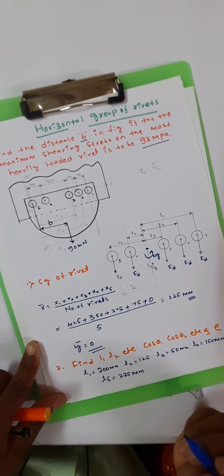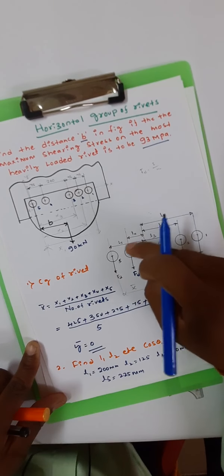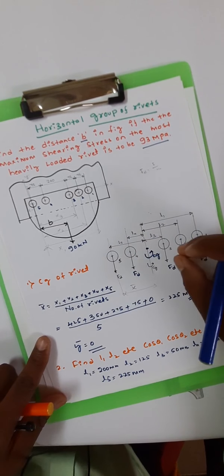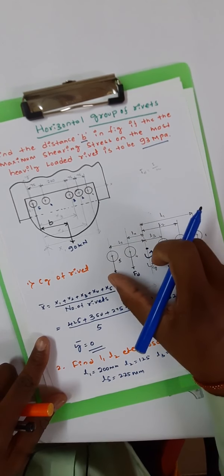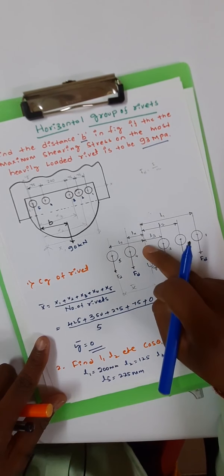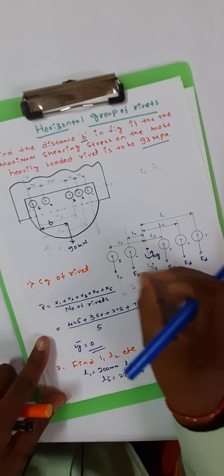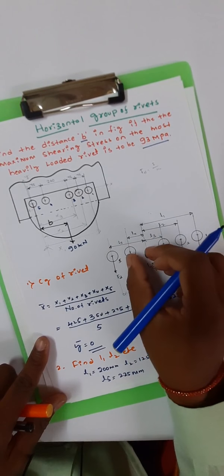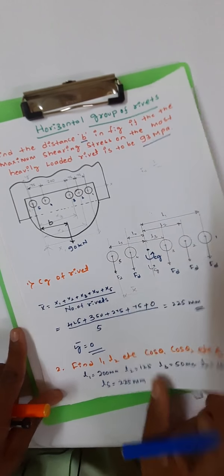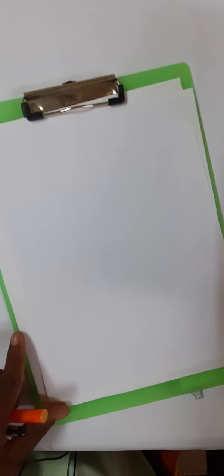Okay, so you can find out with respect to this, call it the CG. With respect to this we will find out L5, and you can also cross check whether your x bar is correct or not. You can see this is 75 plus. So with respect to this distance we can find L5 is equal to 225 mm. You can also cross check whether your answer is correct or not, and from that also you can cross check this problem.